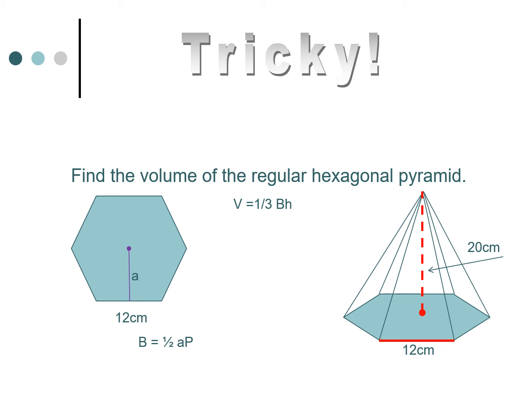In order to find the apothem, we need a little bit more information. We need to draw in a little triangle. Notice that this is the triangle that we're going to use to help find the apothem. The base of the triangle is 6. It's half of the 12 centimeters.